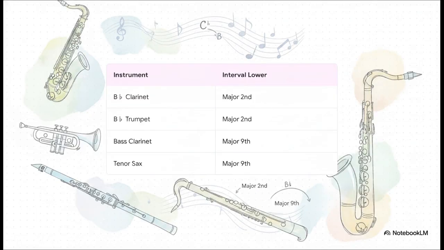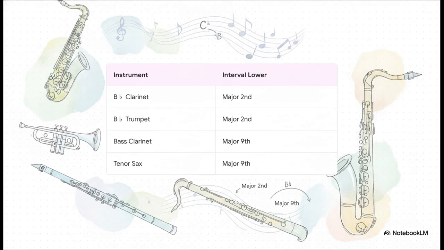Let's say you see a written C for a B-flat clarinet or trumpet. It actually sounds as a concert B-flat just below it. And hey, this is exactly what your grade 10 notes emphasize. Now, for that top group, the soprano sax, cornet, flugelhorn, they all share that exact same rule. They just drop a major second.